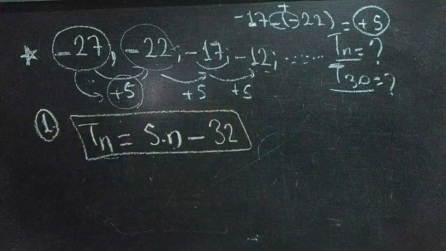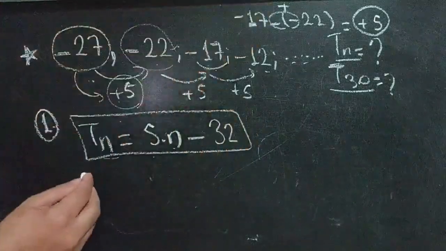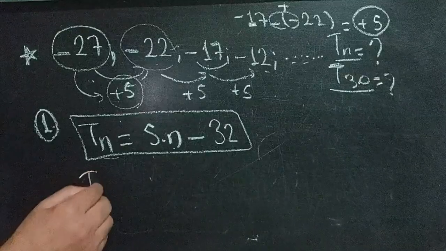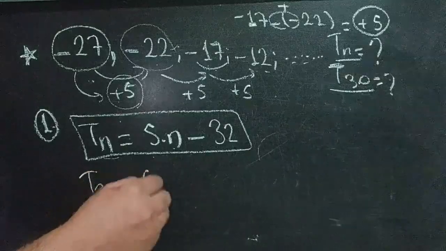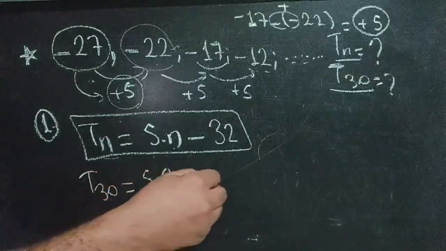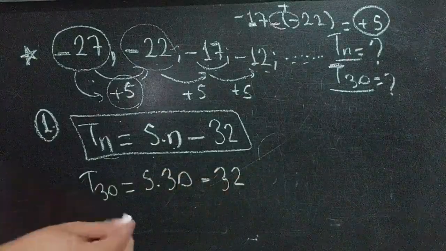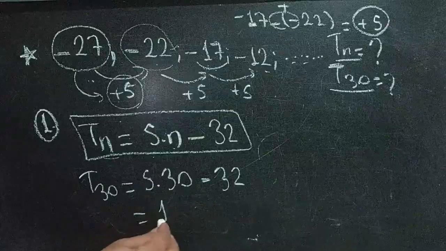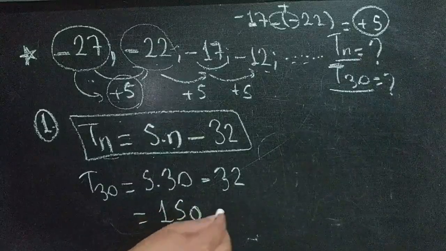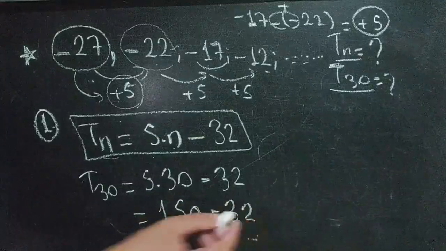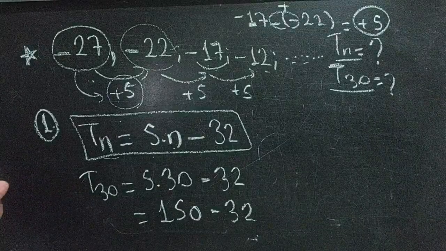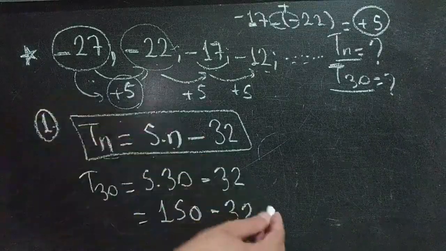Now I need to find term 30. Term 30 equals 5 times 30 minus 32. From there, I will get 150 minus 32. That will give me 118.